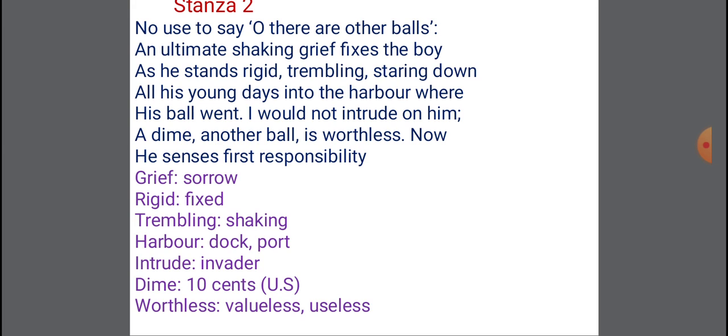Now let us see what was there in this stanza. The poet says that there is no benefit of consoling the boy by saying that he will get another ball because he has other balls too. He says so because the boy is feeling very sad. He is completely surrounded by sorrow. He is sad because all the memories of the childhood days went down the harbor with the ball.